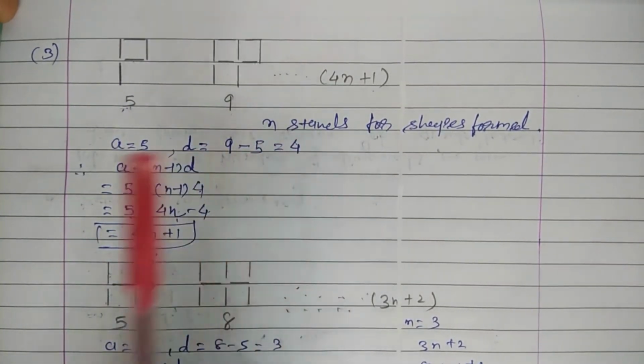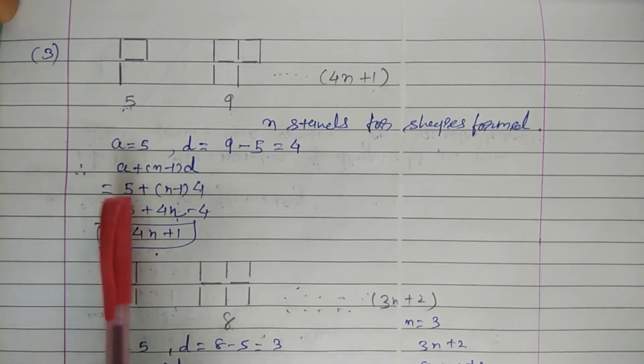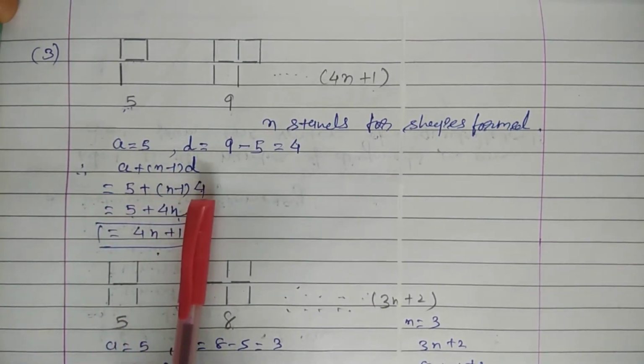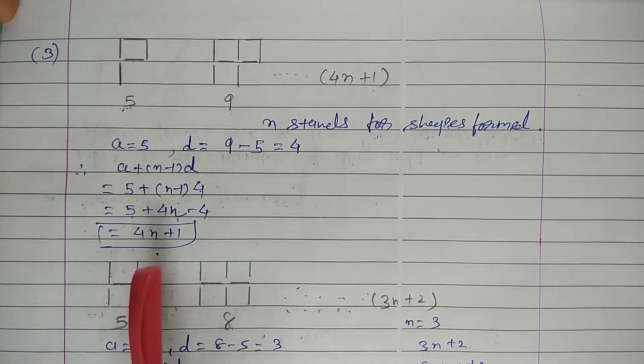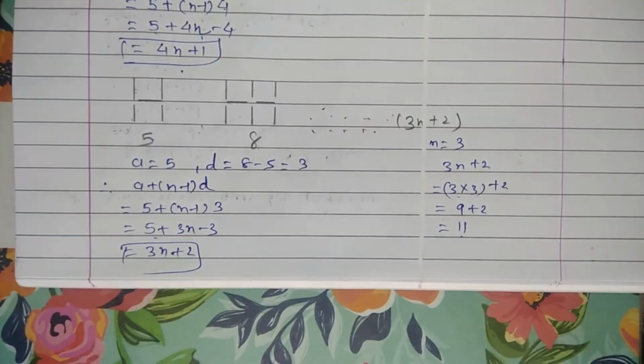And when we put these values in this expression, we get 5 plus (n minus 1) into 4. We simplify: 5 plus 4n minus 4. 5 minus 4, that is 1. It is 4n plus 1.